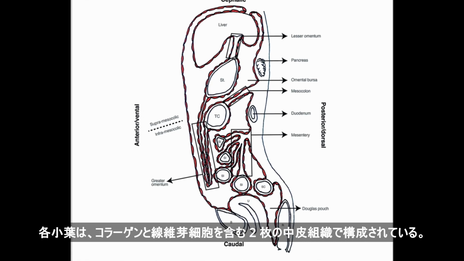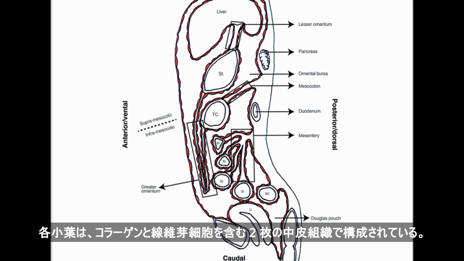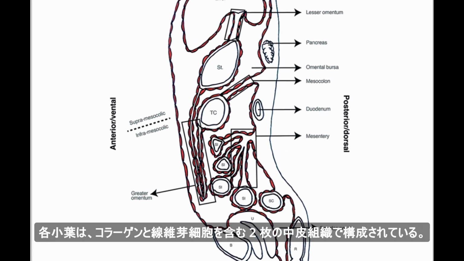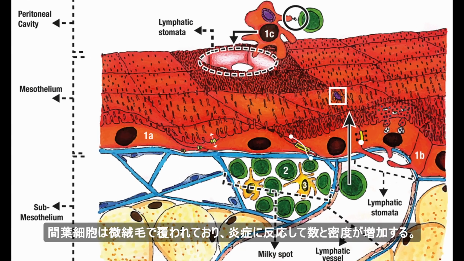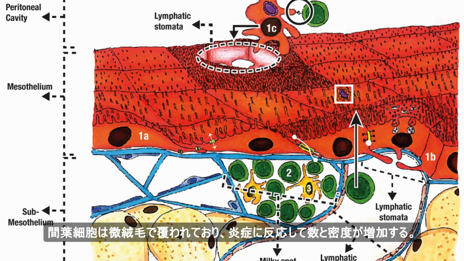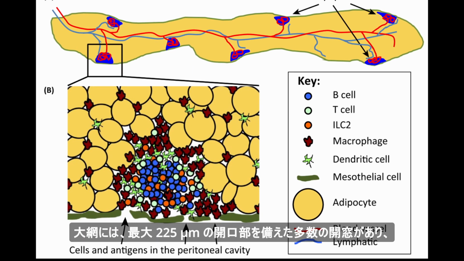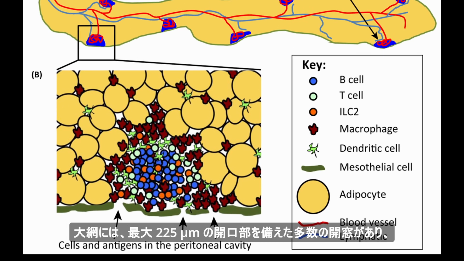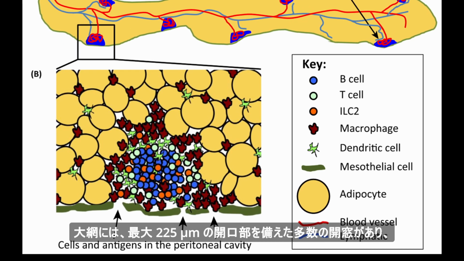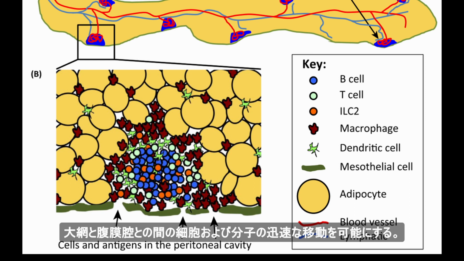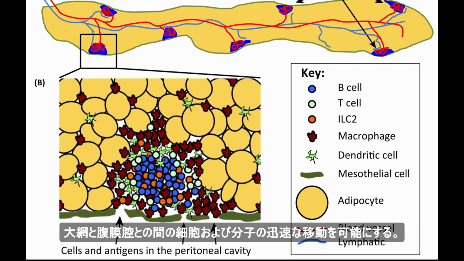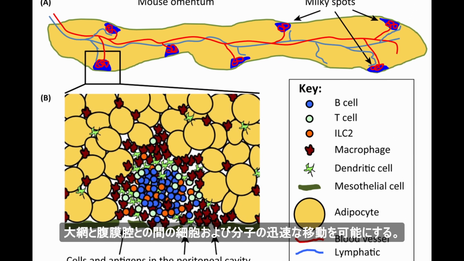Each leaflet is composed of 2 sheets of mesothelial tissue containing collagen and fibroblasts. The mesenchymal cells are covered by microvilli, which increase in number and density in response to inflammation. The greater omentum also contains a number of fenestrations with openings of up to 225 microns to allow rapid transfer of cells and molecules between the omentum and the peritoneal cavity.